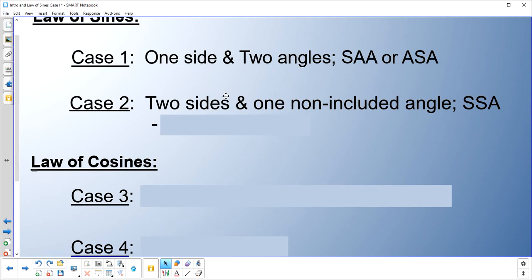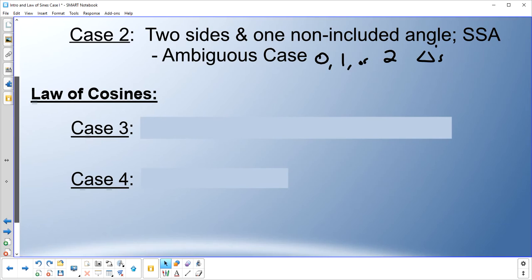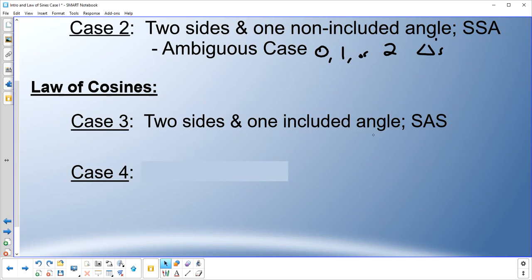Case 2 is we have 2 sides and a non-included angle, so side-side angle, and this is something called the ambiguous case, meaning there could be 0, 1, or 2 triangles, and we'll talk next video about how to solve for that. Law of cosines is then the case 3 and 4, and that's when we have 2 sides and 1 included angle. So you notice case 2 and 3 are similar, where they have 2 sides and 1 angle, but where the angle is what really matters. And then the final one, case 4, is when we just have all 3 sides.